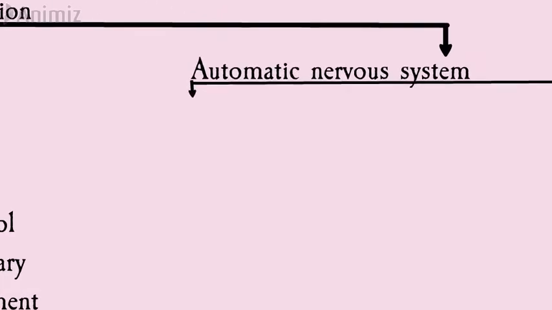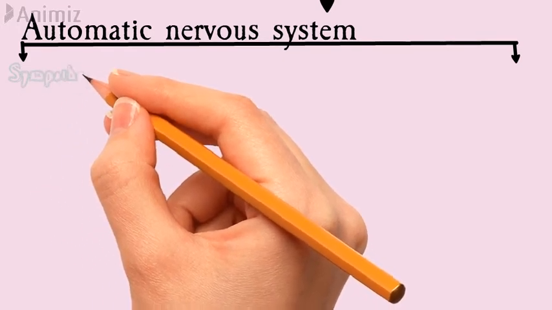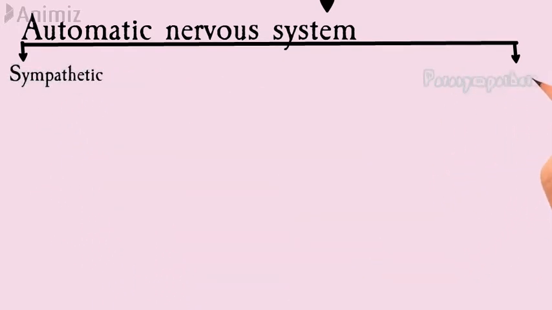The autonomic nervous system is concerned with the regulation of visceral and vegetative functions, so it is otherwise known as the vegetative nervous system or involuntary nervous system. It is again divided into two types: sympathetic and parasympathetic nervous system. The main difference between sympathetic and parasympathetic is that they have different actions.